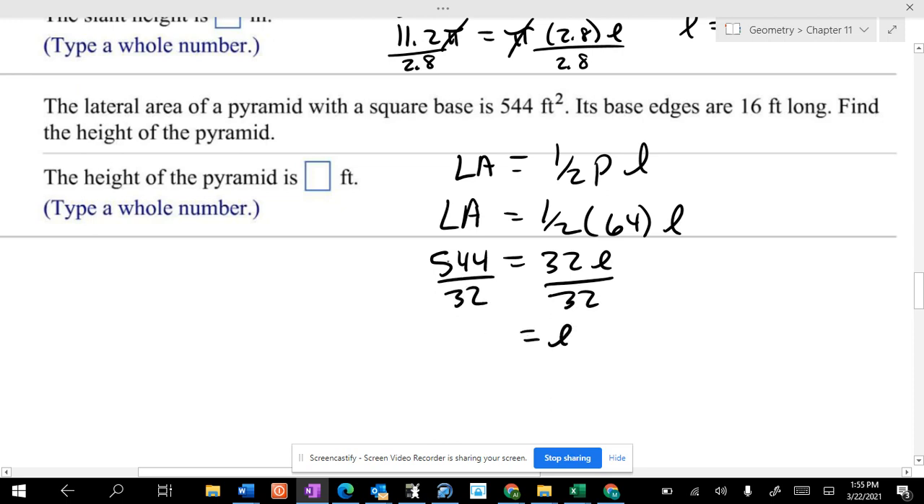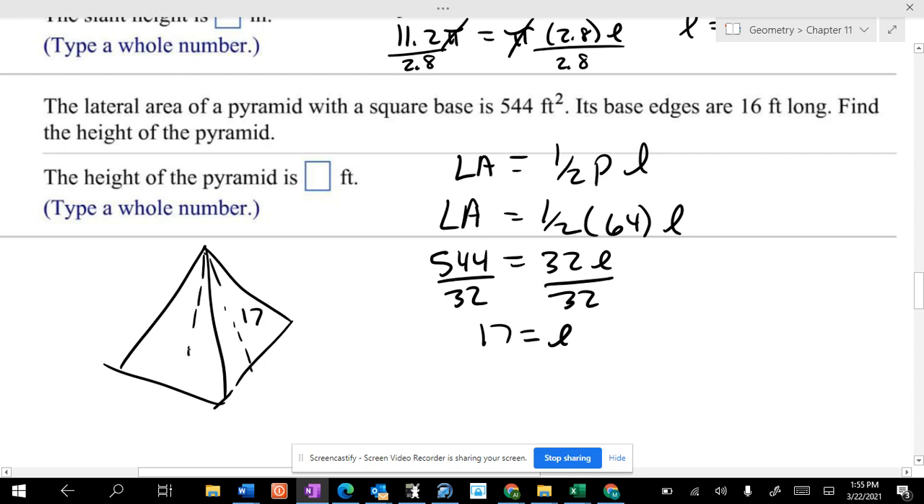L equals 100 and something. 117? Oh yeah, 17, not 117. Just 17. So then what I would do is I'd draw out a little pyramid here. I know the slant height is 17. And if the whole base is 16, half a base would be 8, and now I need to find the height.